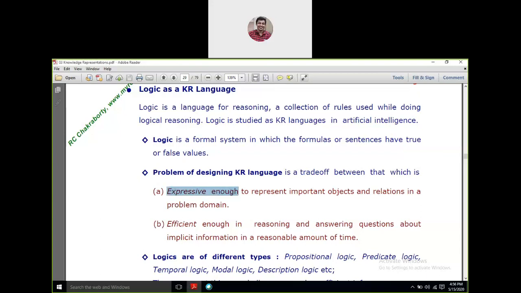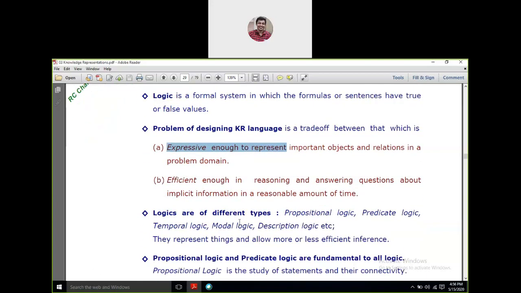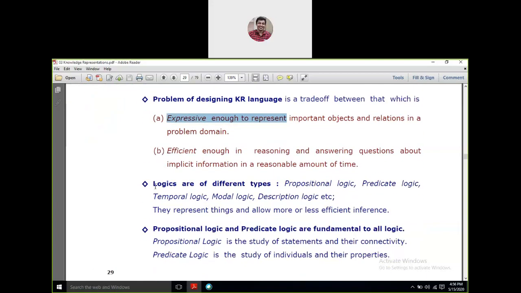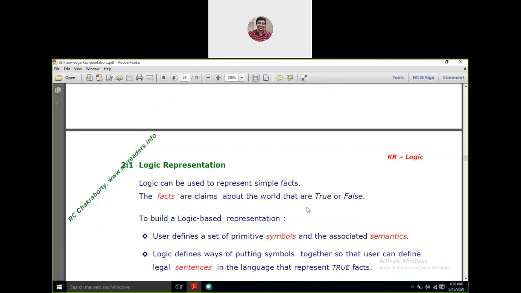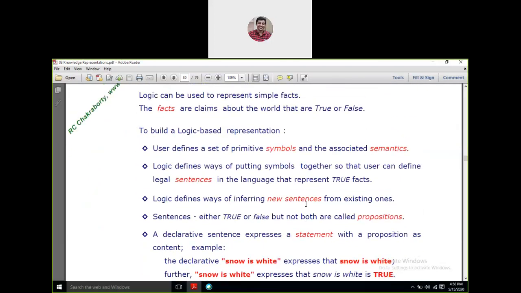Well, what are the things that are required out here? Like they must be expressive enough, they must be efficient enough in reasoning, they must be expressive enough in representation. These are some of the things you need to remember. Knowing all these things, logics can be of different types. I have talked about these things many times, right? Well, this is what you should know.